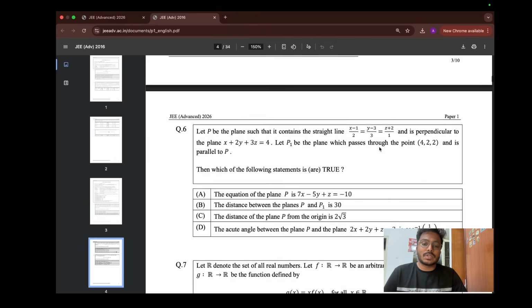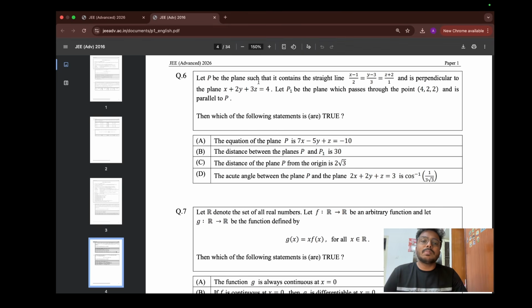Now next question. P is the plane such that it contains the straight line. At this point, you should understand that if you assume the plane as ax + by + cz = d, the DRs of the normal, the directional ratios of the normal, will be a, b and c. And this line has the directional ratios 2, 3 and 1. So these are perpendicular, and therefore you will get an equation in a, b and c.